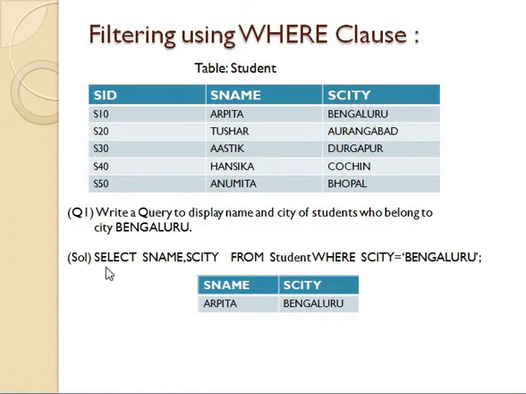And for that, the query will be select SNAME, SCT from the table student, where the condition is the city should be Bangalore. That's why you're going to write the where clause, then SCT equal to Bangalore within quotation.